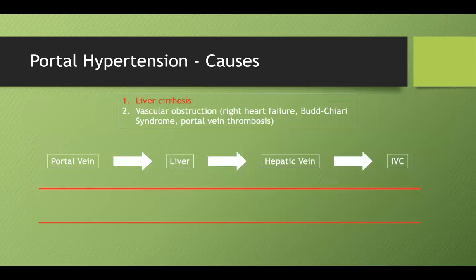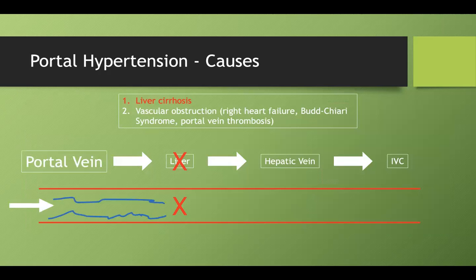So we'll talk about liver cirrhosis. If your liver's not working well at all, then you're just not going to be able to process all that portal fluid and it'll all back up. And so that's how you get portal venous congestion and hypertension.